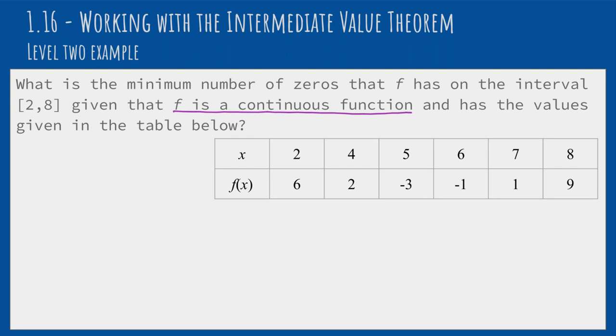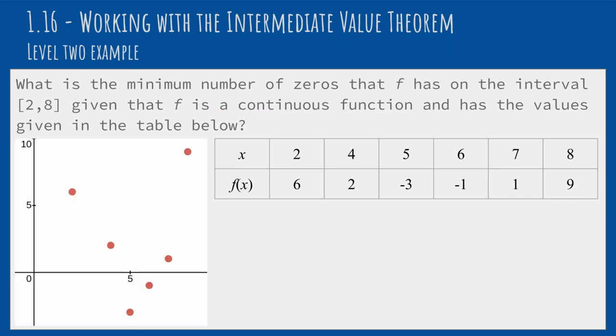So the question's asking for this continuous function f on the interval from 2 to 8, so between 2 and 8 here, what's the minimum number of times that this function has to equal 0? So if we were to plot the points, I think it's a little bit more obvious looking at the graph. So these are the points that are given to us for this function.